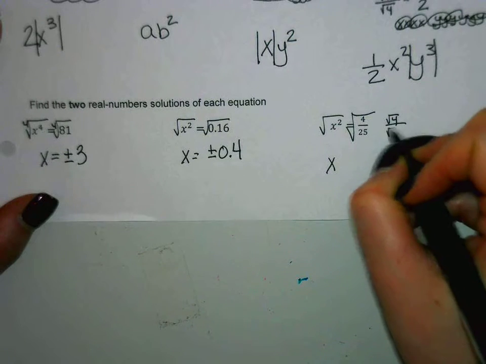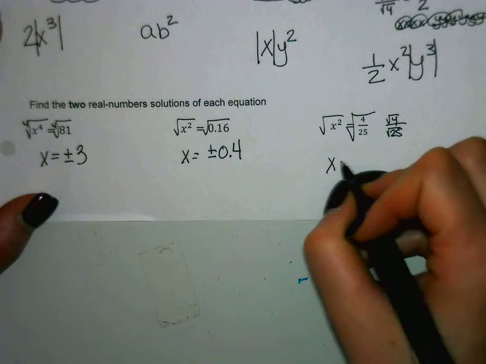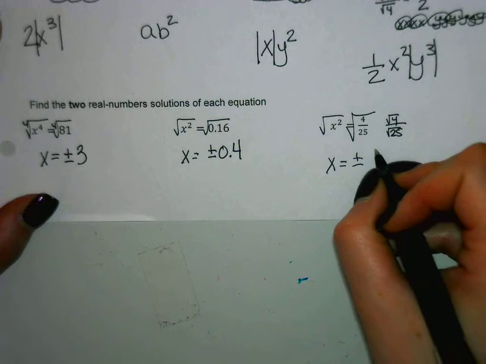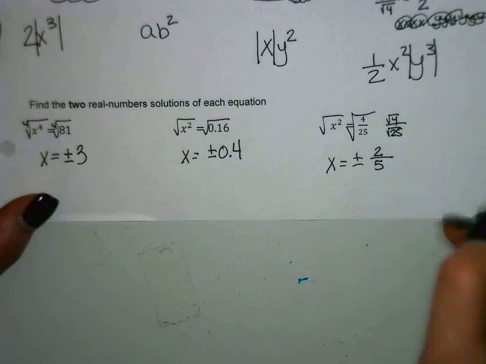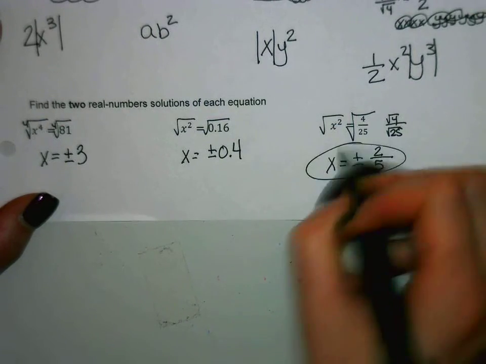And our last one, if we take the square root of both sides, x equals the square root of 4 divided by the square root of 25. The square root of 4 is 2. The square root of 25 is 5. So our two answers are positive 2/5 and negative 2/5.